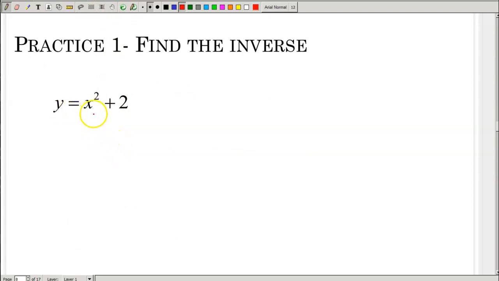All right, you can go ahead and practice one of these. So y equals x squared plus 2. Go ahead and find the inverse equation of that. You can pause it.